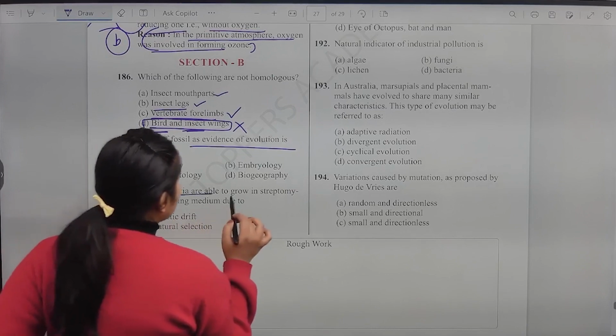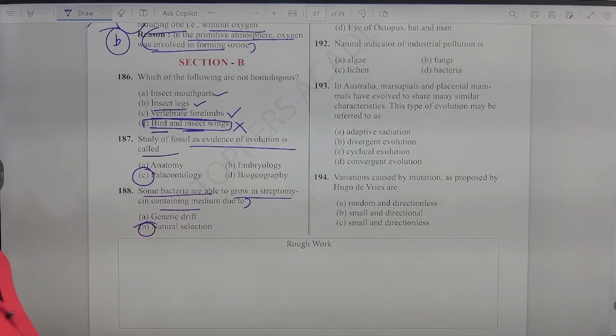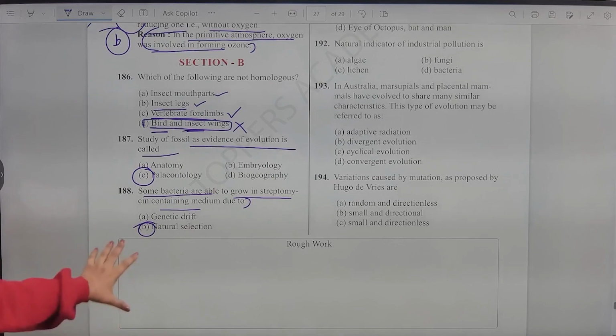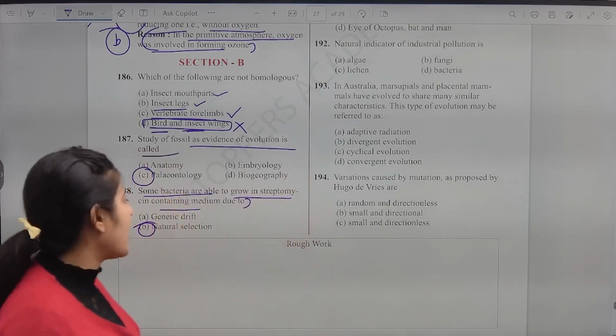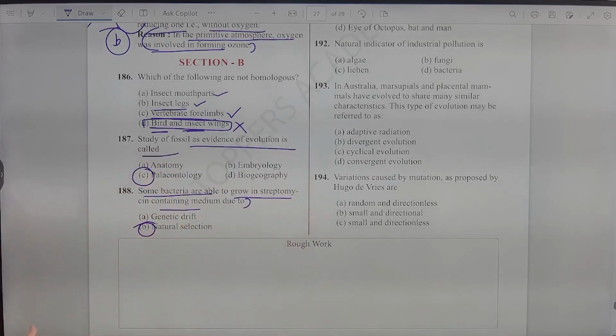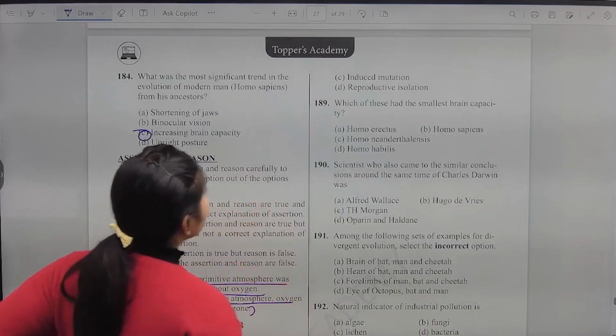Some bacteria are able to grow in streptomycin medium due to natural selection. Why so? Why are they able to grow? Because of the development of resistance in the bacteria by the process of natural selection, it having some mutation, that it evolved to be resistant to the antibiotics. Okay. So during this mutation, it evolved resistance to the antibiotics. You can say that.